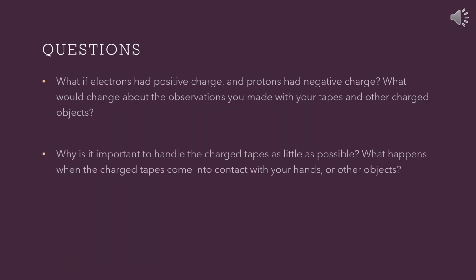And now to answer some thought-provoking questions. If electrons had positive charge and protons had a negative charge, then not much would change about the experiment. The pen would now be positively charged, but would still attract the now negatively charged tape. The tape would still be repelled by other similarly charged tapes, leading to it floating. However, the final charge would be of opposite sign to the one found.